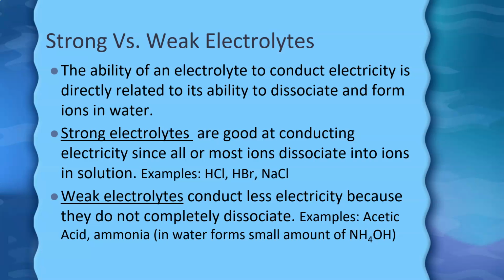So strong electrolytes will completely dissociate. We'll get 100% dissolved, dissociated ions that can move. We get lots of current, strong. Weak electrolytes, they dissolve, but they don't completely break up into their ions. So we get only a small amount of current, weak.